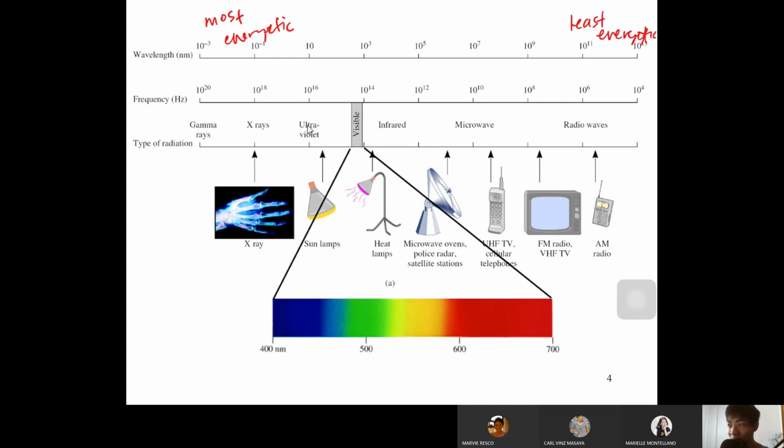Tapos pagdating niya sa violet, magiging invisible na siya uli. So invisible region to, invisible region. Ito yung visible region natin. So yan.